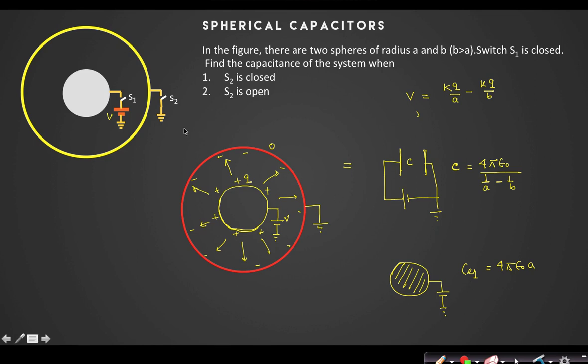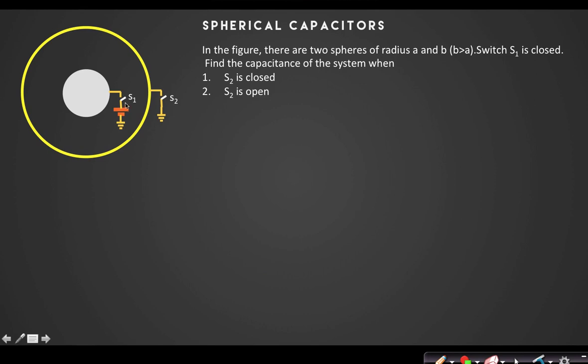Right? So this is the answer to the first question. Now, if I make S2 open, then what will be the answer to this question? Can you just try to solve this one? The same question, S1 is always closed, but now S2 is open. So what will be the answer to that question?